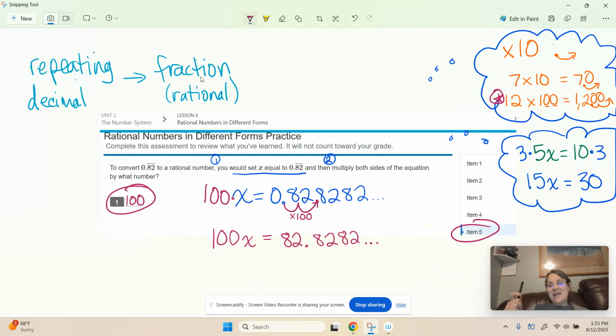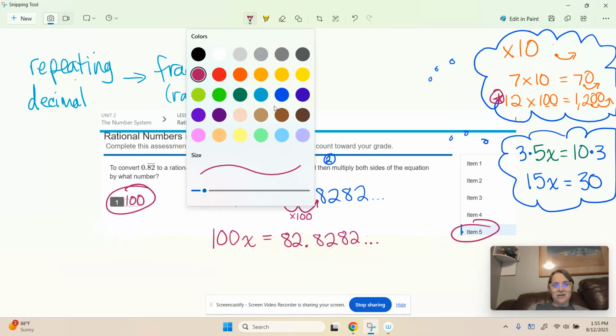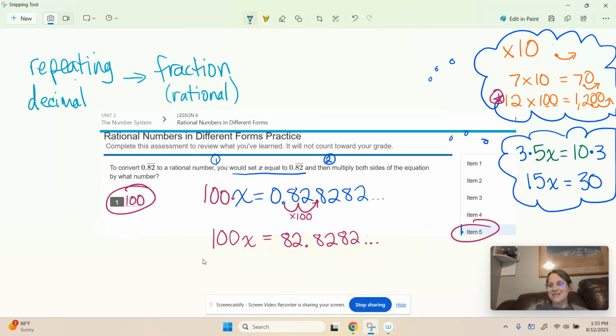Now, this step is wild. It blows my mind. And it's just such a cool trick. But it's not going to make sense at first. I'm going to subtract x from both sides. 100x minus x will be 99x. I'm going to subtract x from this side. And I can't do it, of course, because I can't take an x away from 82.828282. They're not like terms. I don't know what x is. Or do I? So check this out.